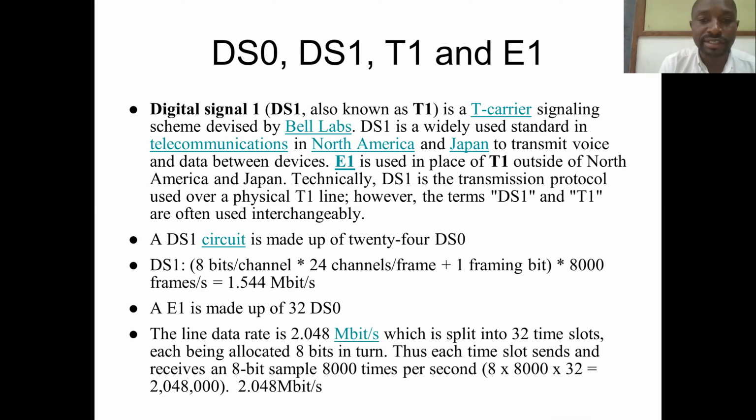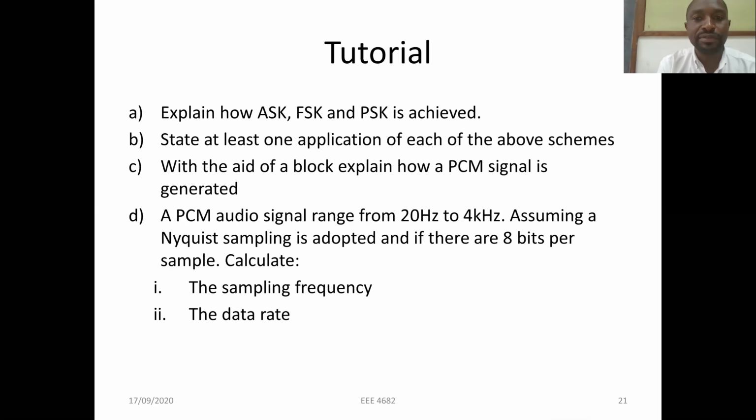And these are some of the basic references that I've used, and some tutorials for you to take. I'm particularly interested in tutorial D in this question, where you have a PCM audio signal ranging from 20 hertz to 4 kilohertz, assuming Nyquist sampling is adopted. If there are 8 bits per sample, let's calculate the sampling frequency and the data rate.